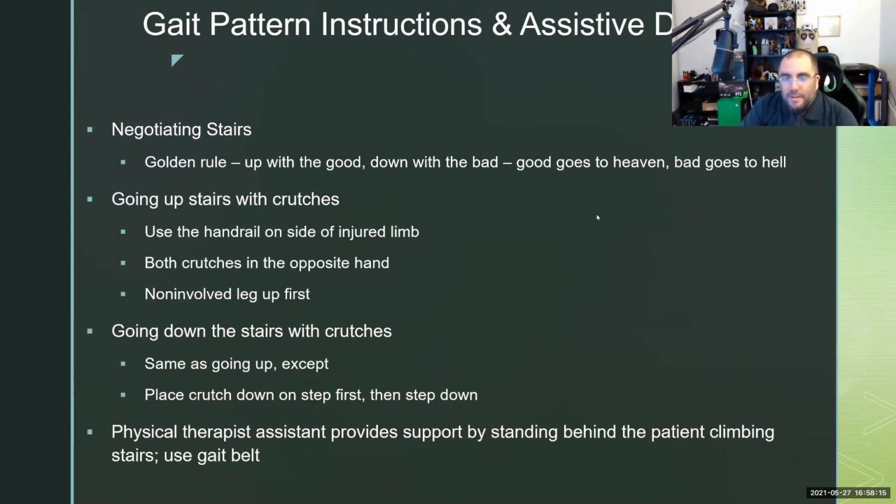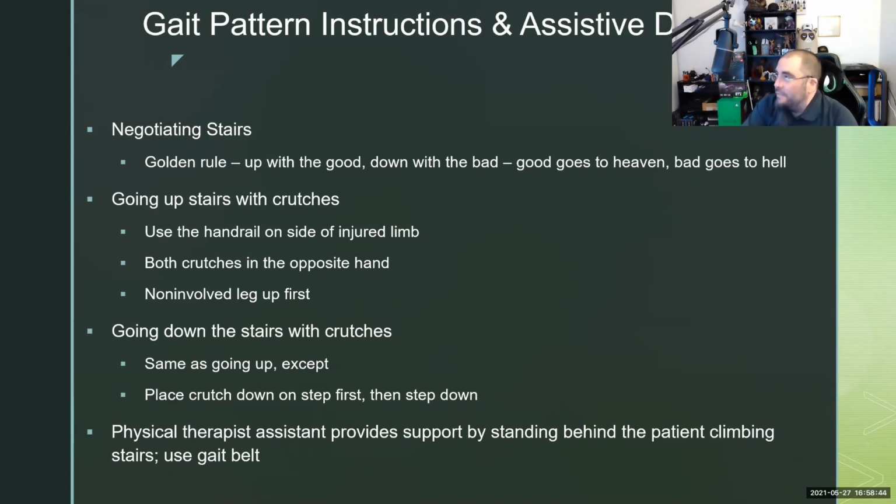Does it also have to do with the flexion of the bad leg going down? Yep, it can, for sure. You may not be able to flex the knee. Now, if my hip's affected, I may have flexion in the knee, but I don't have flexion of the hip. Right? So definitely. If you're going up with crutches, use the handrail on the side of the injured limb if you can, with both crutches in the opposite hand. The non-involved leg goes up first with crutches.